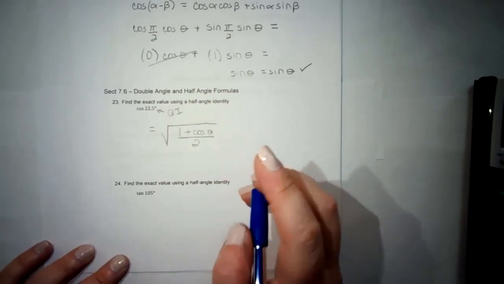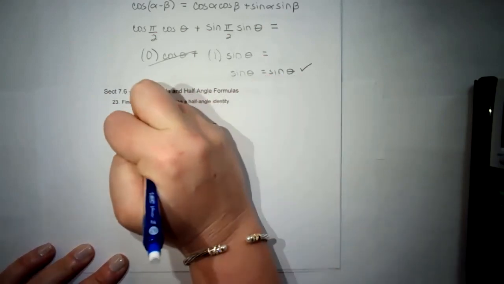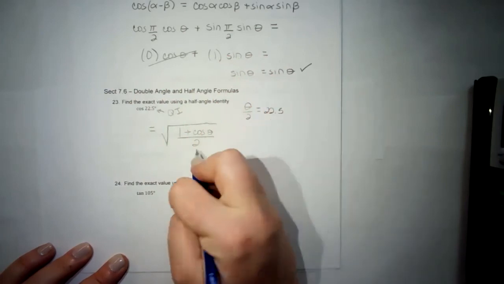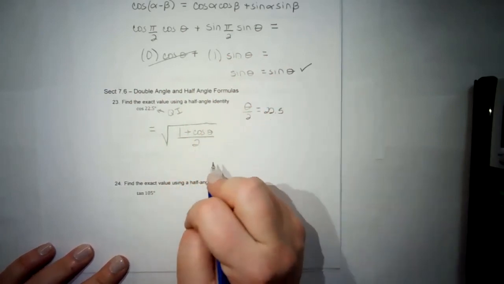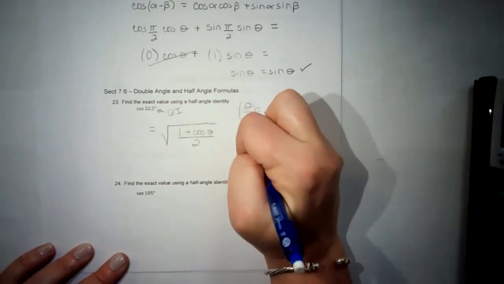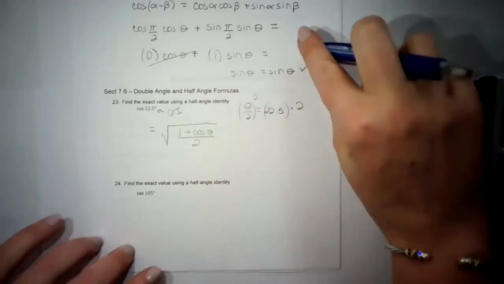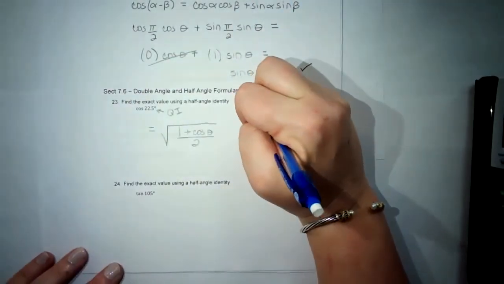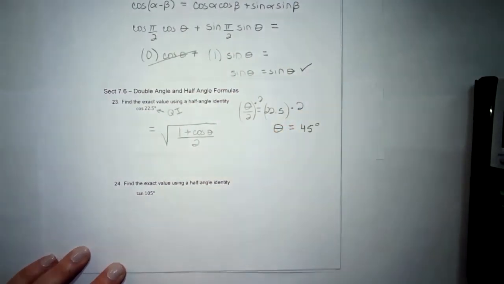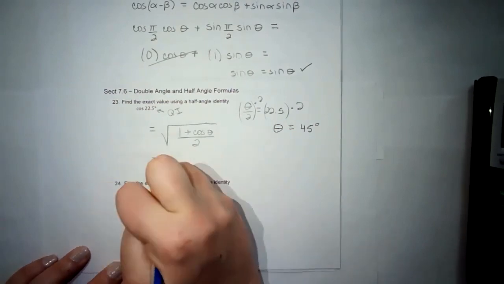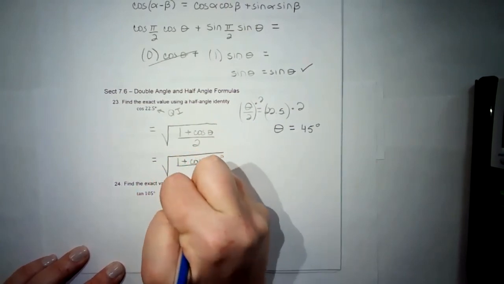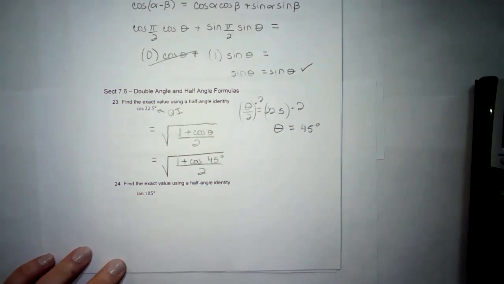Now the second thing I need to do is find theta, because this is theta over 2, and that's not what I want. I want plain theta. So I'm going to multiply theta over 2 by 2. If I multiply both sides by 2, I'm not squaring it, I'm multiplying it by 2. I find that theta is 45 degrees. So what I'm finding is 1 plus cosine of 45 degrees over 2. That's what I'm dealing with.